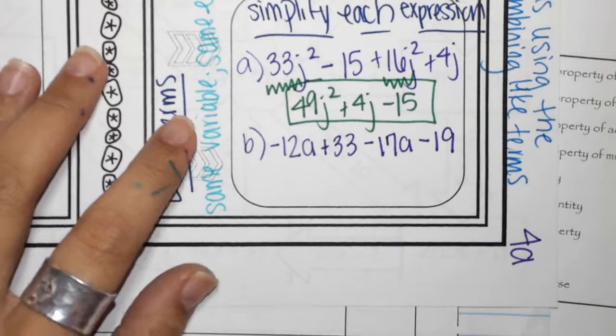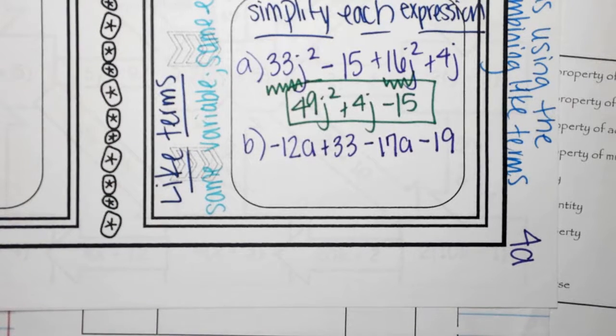All right, negative 12a plus 33 minus 17a minus 19. Put them together. Oh, wait, we're not all done writing it down. Give everybody just a moment. Work it out without me. And then we're going to tell us the answer.